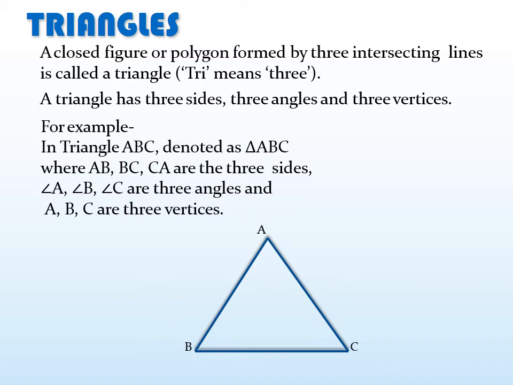For example, in a triangle ABC, denoted as triangle ABC, where AB, BC and CA are the three sides, angle A, angle B and angle C are the three angles, and A, B and C are the three vertices. So these are all the parts of a triangle.